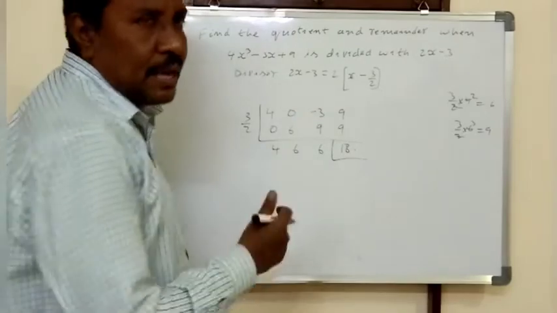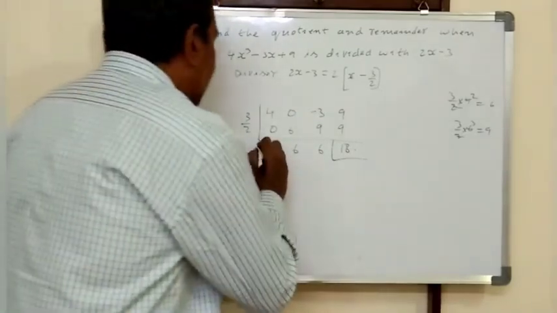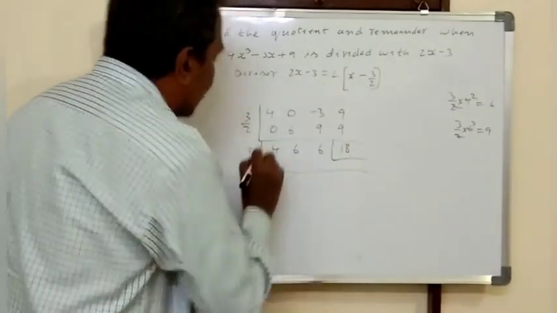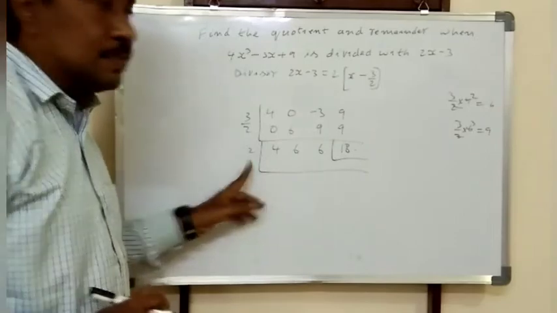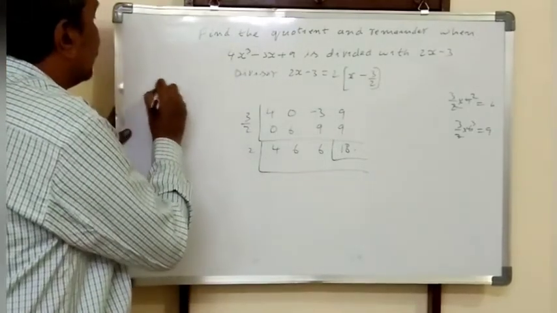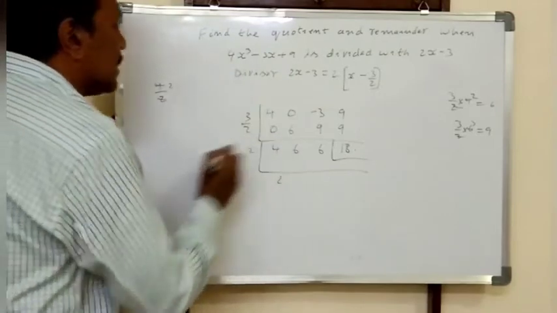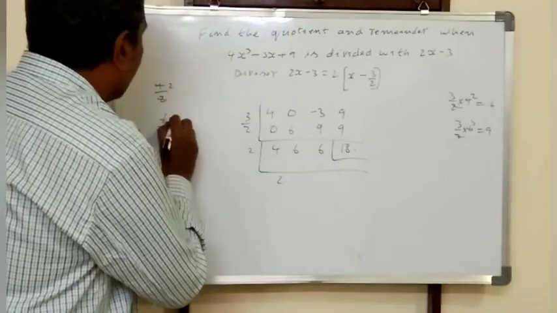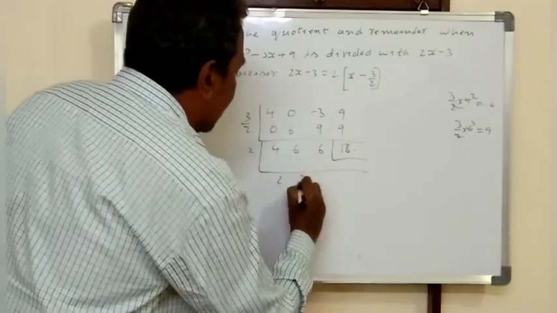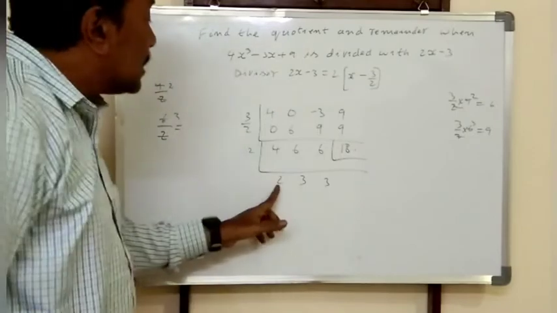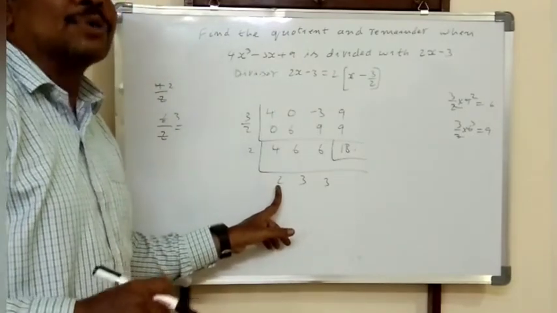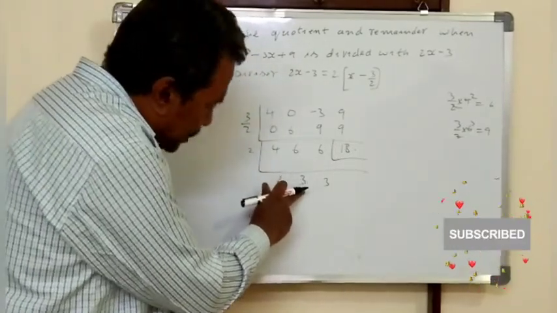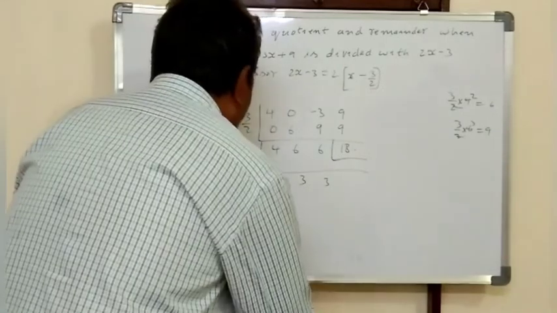Already we got the remainder, but what about the quotient? Still some more thing is to be done. Here the common 2 should be divided out. 4 divided by 2 is 2. 6 divided by 2 is 3. 6 divided by 2 is 3. So these are the coefficients of the quotient: this is the x square coefficient, this is the x coefficient, and this is the constant.